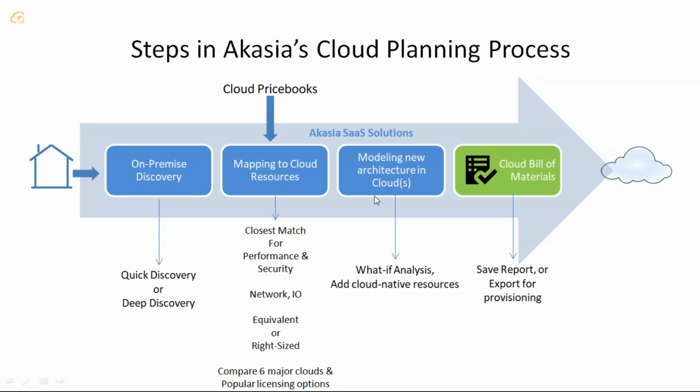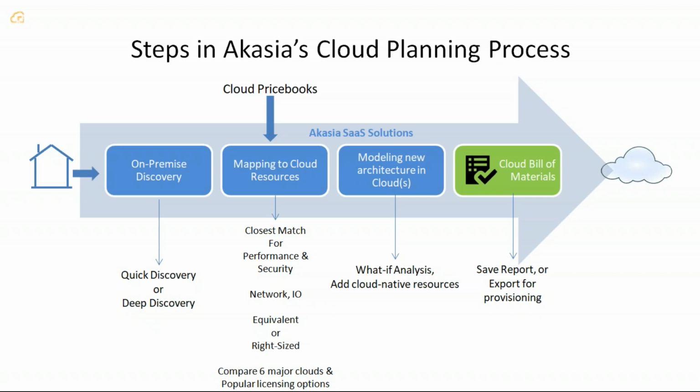After you do the mapping, the next step is modeling the new architecture. So once you're migrating a workload to the cloud, not only are you looking at the machine supporting that application, but also looking at additional cloud resources you will order. So you might order things like load balancers. You may want to invoke PaaS applications. You may want to do additional what-if analysis.